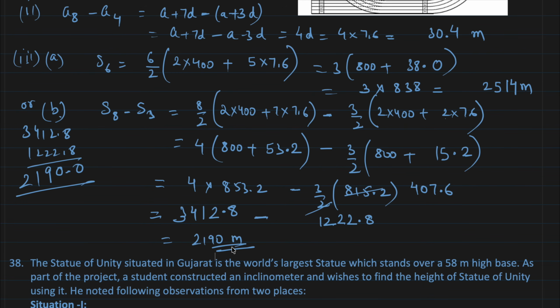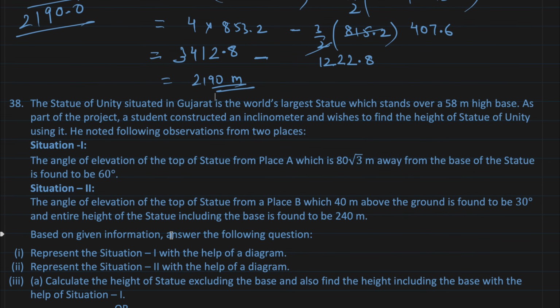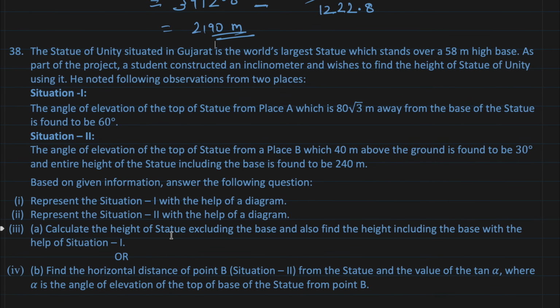Now the last question of the paper, the last case study. This case study many students found very confusing and difficult to interpret, but let's do it once. How do you people find it? The Statue of Unity situated in Gujarat is world's largest statue, which stands over a 58-meter high base. As part of the project, a student constructed an inclinometer and wishes to find the height of the Statue of Unity using it. He noted following observation from two places.